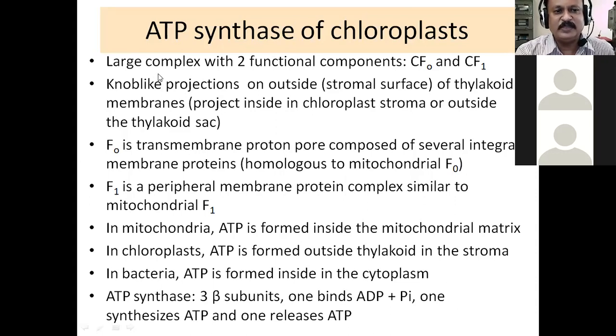So this ATP synthase enzyme is a large complex. It has 2 functional units, that is CFO and CF1. C stands for chloroplast, right? And F stands for a kind of ATPase which is called F-type ATPase. We are going to study more details about these ATPases later when we study aerobic respiration. Now this particular complex appears like knob-like projections on the outside surface of the thylakoid membrane.